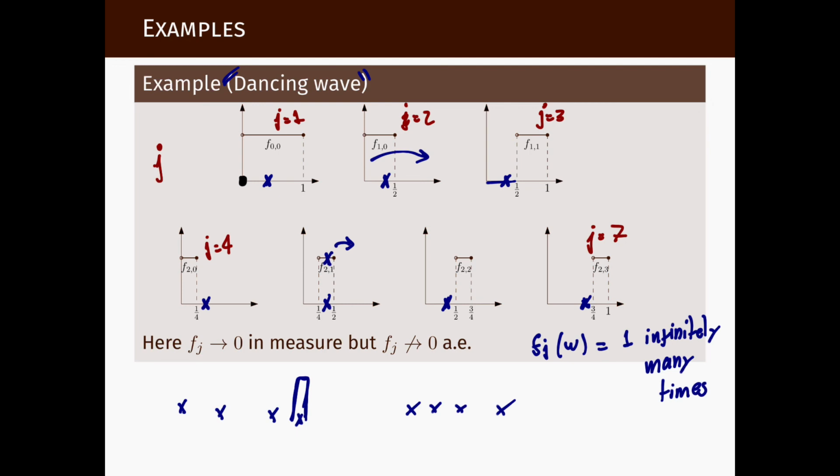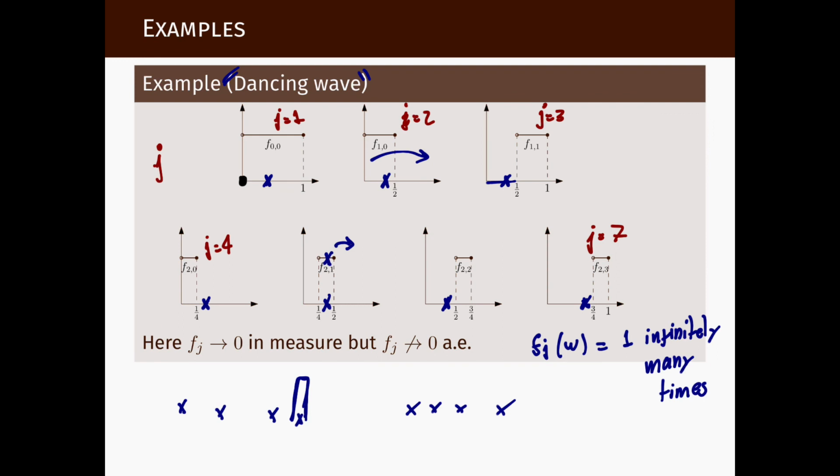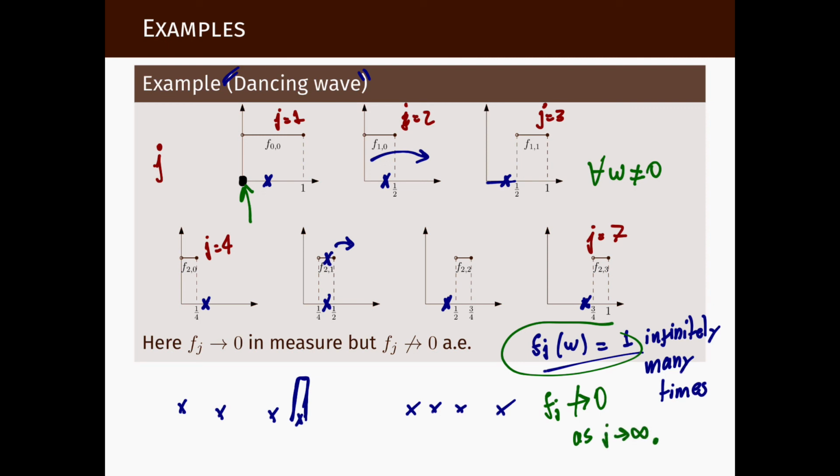And if we go back here, this is in contrast with the traveling wave, where the function was different from 0 only once. Here it is equal to 1 infinitely many times. So it means for every omega which is not 0, so this is the only point where this does not work, we have that f_j of omega does not converge to 0 as j converges to infinity. And since it does not converge to 0, and of course it does not converge to any other number because it's 0 most of the time.